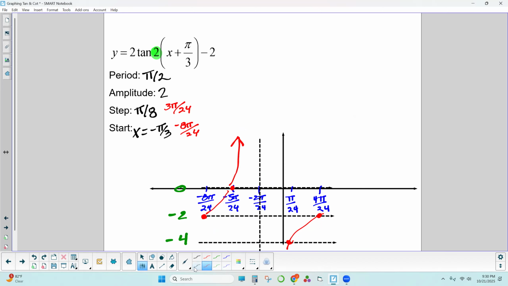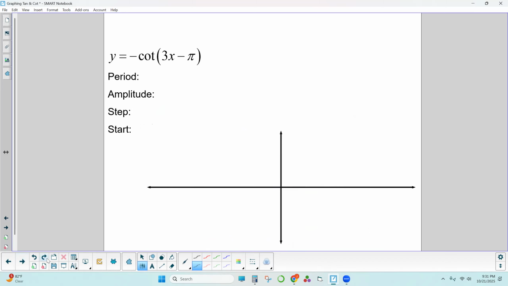Now we'd like to circle our starting point so we can establish that this is a tangent graph. So once I circle that, now I can see, okay, this is tangent, starts on the midline. And I can see it's one period to the right. Okay? All right, let's look at a cotangent graph.